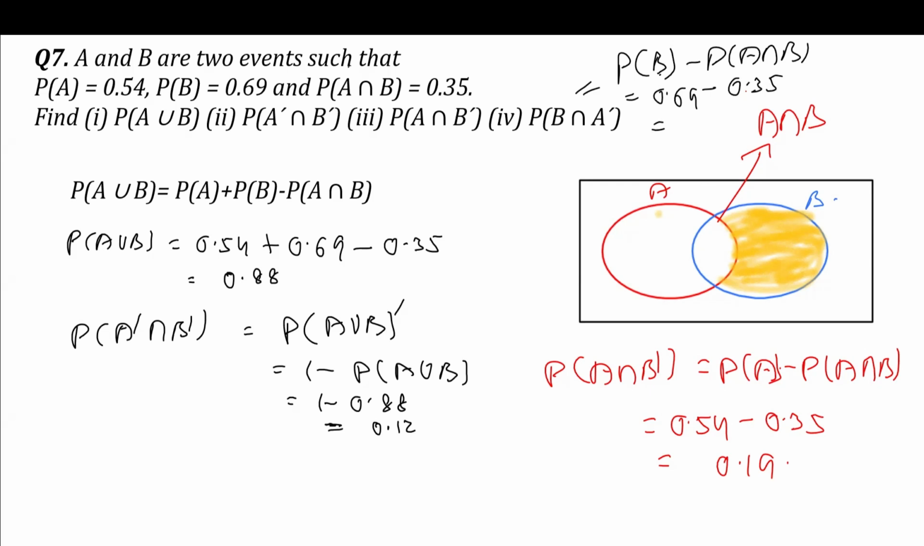0.69 minus 0.35, right? So that's actually 69 minus 34 also you can do. So it should come as 0.34. So this should be the answer for the fourth part.